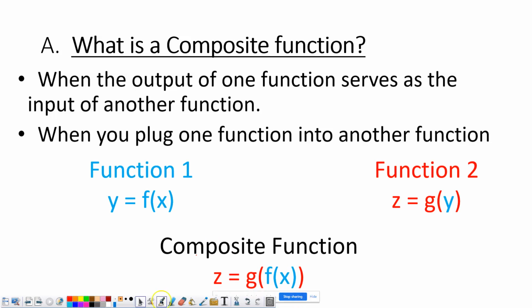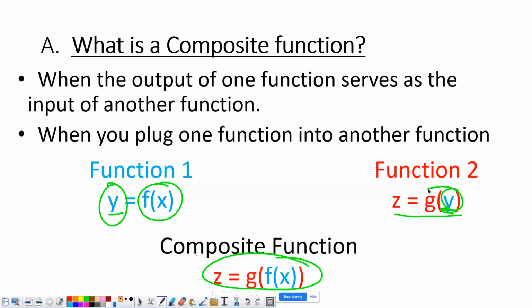Another way of thinking about that is as though you're plugging one function into another. Since z equals g of y and y equals f of x, I can replace y with f of x and get this. So when the output of one function serves as the input of another, that's like you're plugging a function into a function, and that's what we call a composite function. All right?